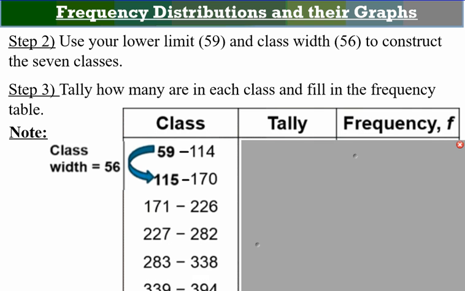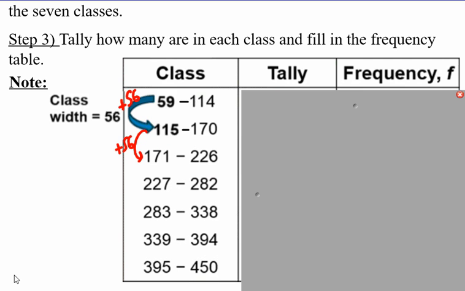Once I've determined my width of 56, I move on to step 2. I use my lower limit of 59 and my class width of 56 to construct the 7 classes. So I start at 59, and I know if I add 56, I'm going to be at my new class's lower limit, which would be 115. Then I add 56 to 115, and I get 171. And I just repeat this process until I've made my 7 classes.